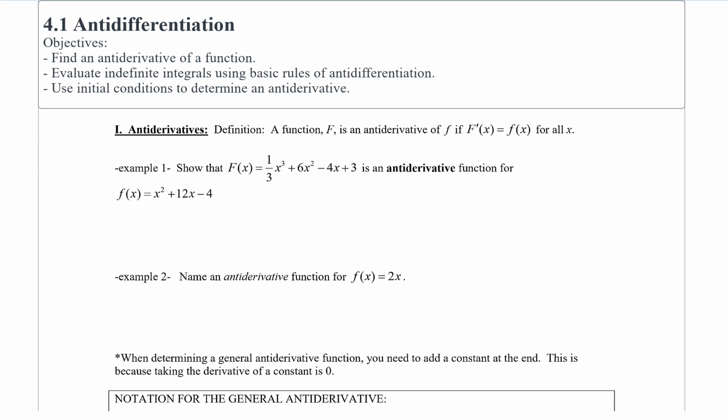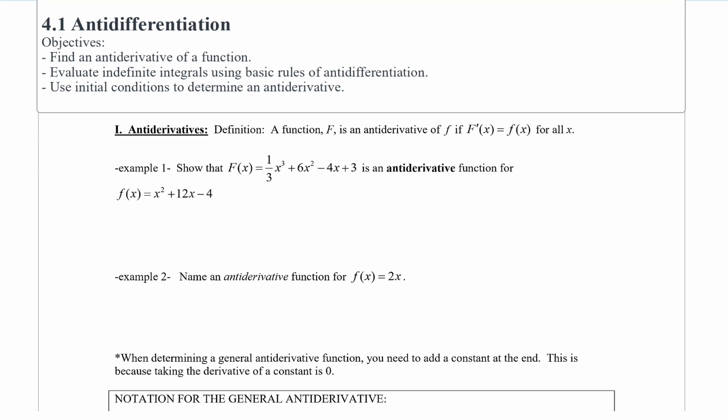Example 1. Show that uppercase F of x, which equals 1/3 times x raised to the third power plus 6x raised to the second power minus 4x plus 3, is an antiderivative function for lowercase f of x, which equals x raised to the second power plus 12x minus 4. In order to show that uppercase F of x is an antiderivative function of lowercase f of x, we need to find the derivative of uppercase F of x.